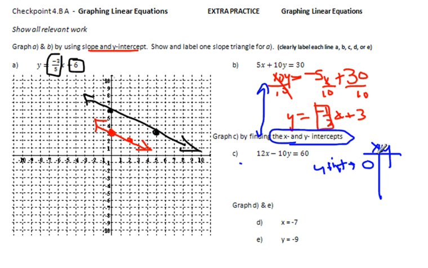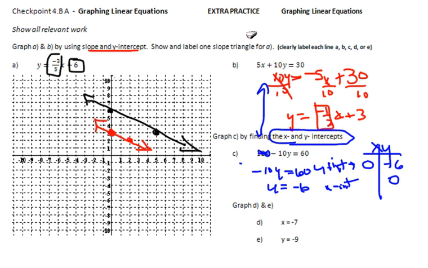So if I plug 0 in for x, I get 0 here. 12 times 0 is 0, so that's just gone. So I have negative 10y equals 60. So then y is going to be negative 6 if I divide both sides by negative 10. Now that's the y-intercept. To find the x-intercept, I let the other letter, the y, be 0.